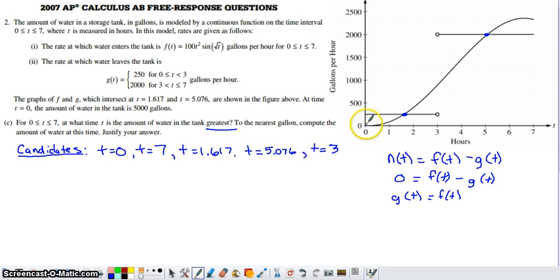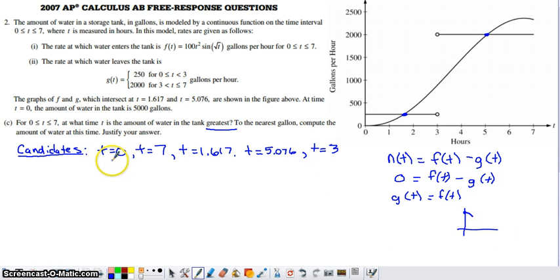Is the water level going up or going down? Well, immediately after 0, the rate that water leaves is above the rate that water enters. So our graph for the water level would start at 5,000 because they tell us there are 5,000 gallons in the tank at t equals 0, and then it's going to go down initially. So that could very well be the high point of our graph as we continue to graph the rest of the function representing the water level from 0 to 7.